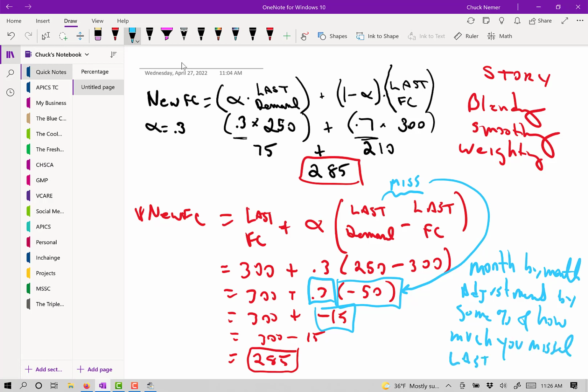Okay? So you have a choice on which way to use. They both work. I would encourage you to use the story that makes sense to you, so it takes the pressure off trying to understand what the formula is. But both ways work. It's just a matter of which story makes more sense for you.